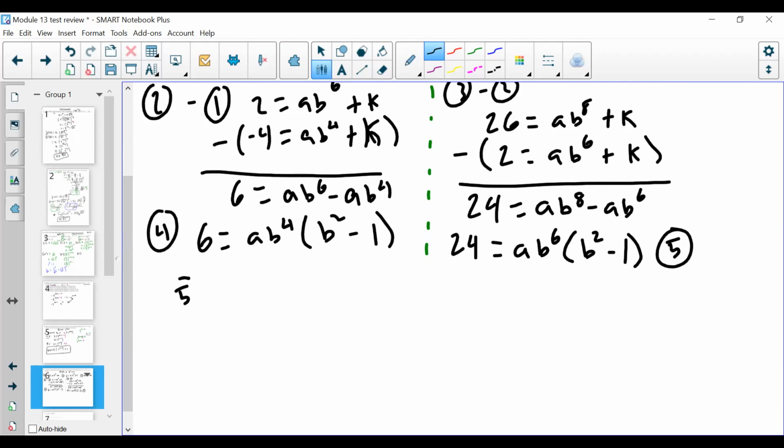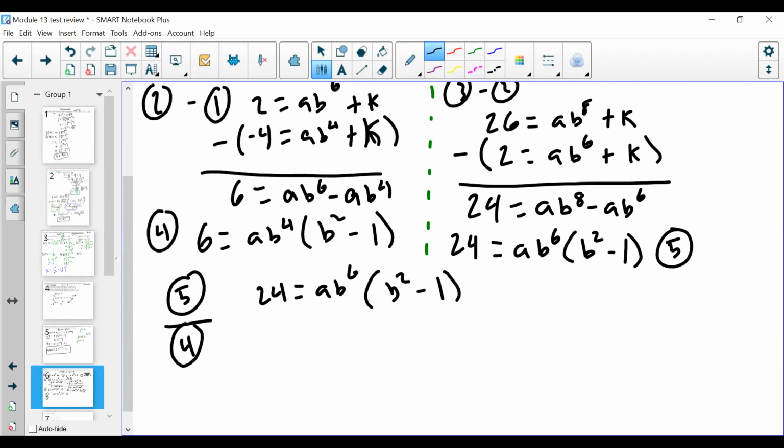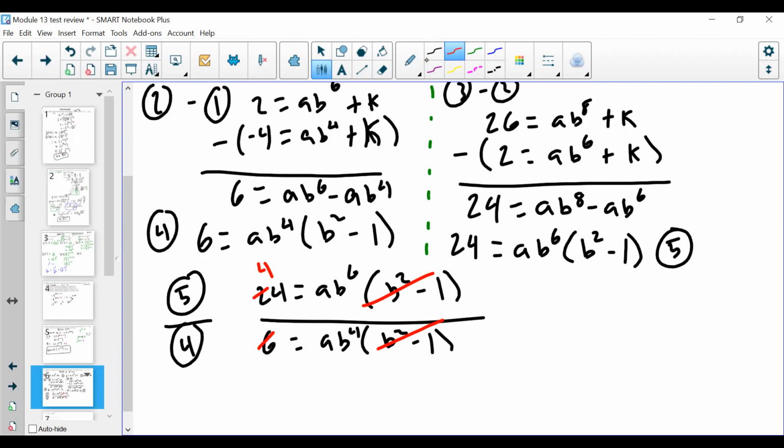So I can do equation 5 divided by equation 4. Equation 5 is 24 equals ab to the 6 times b squared minus 1, all over 6 equals ab to the 4th times b squared minus 1 as well. So I can see right away these b squared minus 1s cancel out. Let me rewrite it to make it a little nicer. 24 divided by 6 is just 4. That's going to equal ab to the 6 over ab to the 4, and these b squared minus 1s canceled out.